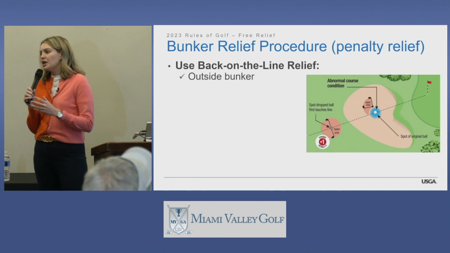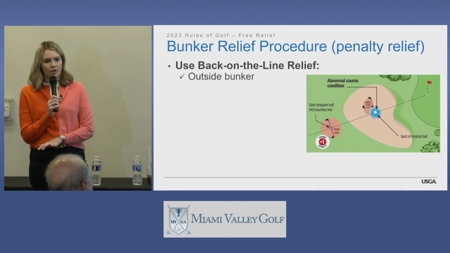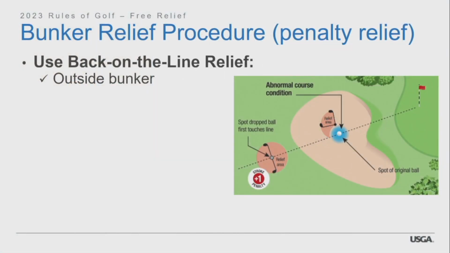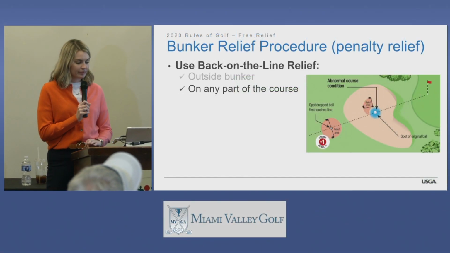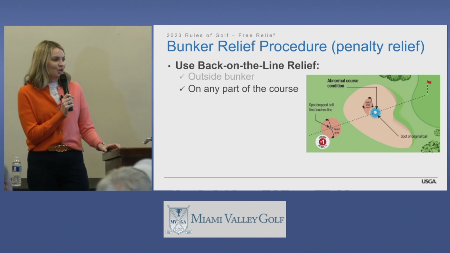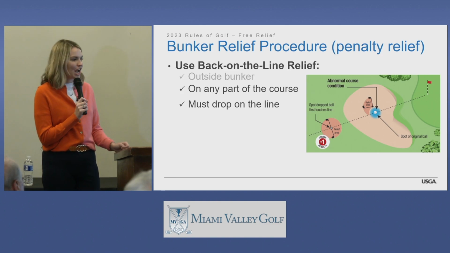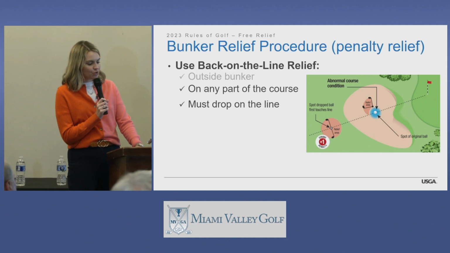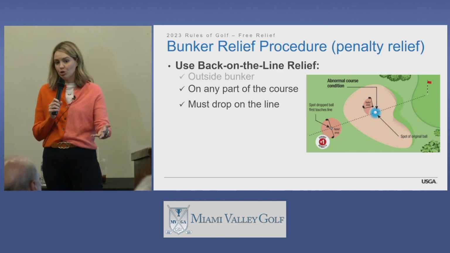This is an option, though, that the player has regardless of whether or not they're taking complete relief or maximum available relief. They can drop outside of the bunker using back on the line for a 1-stroke penalty. They can go to any area of the course except for that bunker that their ball was in. This goes back to the Jay Roberts video that we saw. We have to drop on the line. If we don't drop on the line, we don't have a relief area. But once we do that, that ball can roll up to 1 club length in any direction, including closer to the hole.